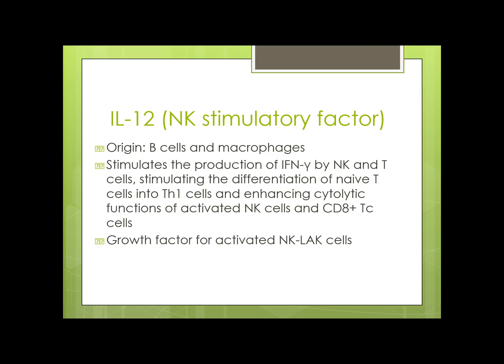Then let's go to the fourth one, your interleukin 12. Ano ba tong interleukin 12 yun na to? The source is the B cell and the macrophage. It stimulates the production of interferon gamma by natural killer and T cells, stimulates the differentiation of naive T cells into T helper 1 cells, and would enhance cytolytic functions of activated NK cells and CD8 positive T cells. Growth factor for activated NK cells. So please remember this. This is the growth factor class for activated NK cells, your interleukin 12, also known as the NK stimulatory factor.